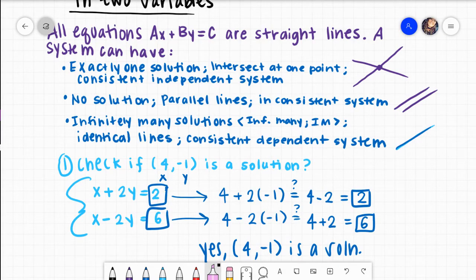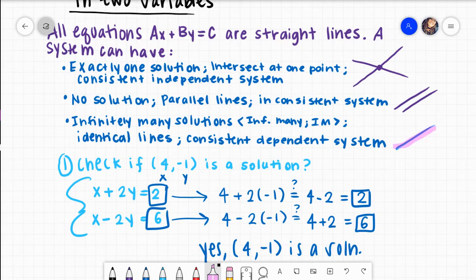So they don't touch anywhere, there's no point. They touch one place, there's one point, right? One solution. They touch everywhere, there's infinitely many. Okay. So with the infinitely many solutions, which means that we have identical lines, that would be called a consistent dependent system. They're dependent on each other. They're consistently dependent on each other, right?